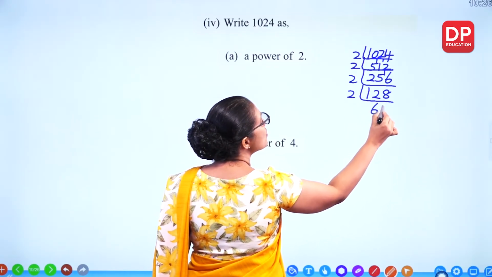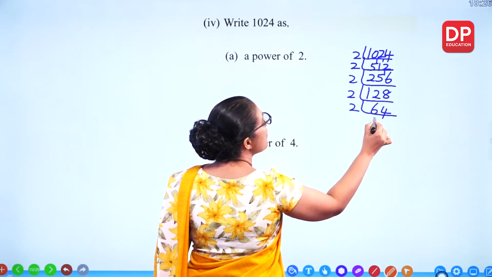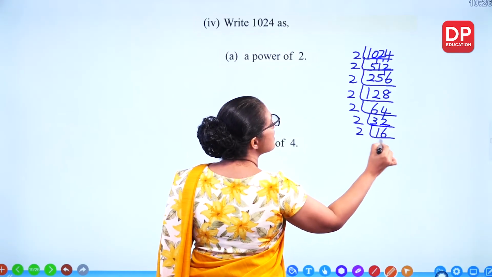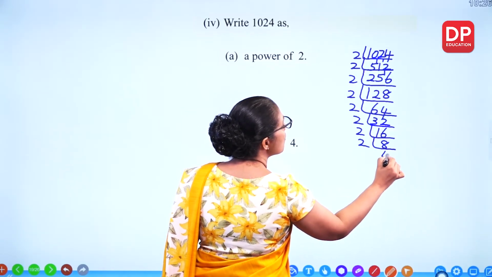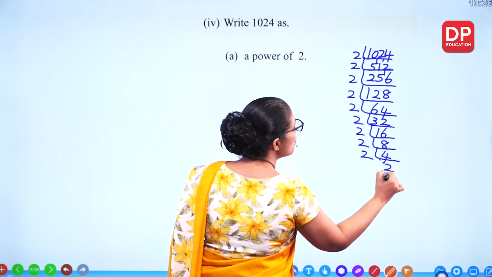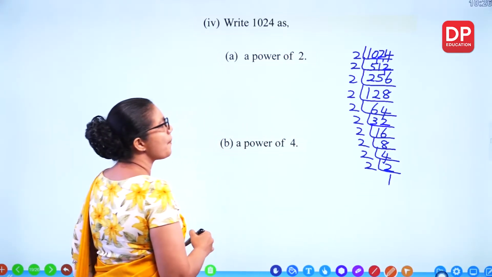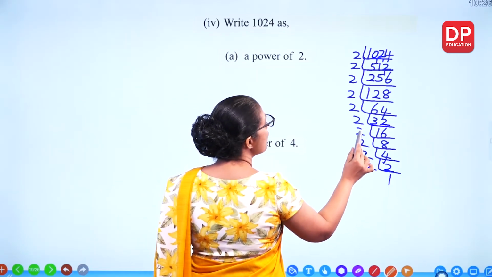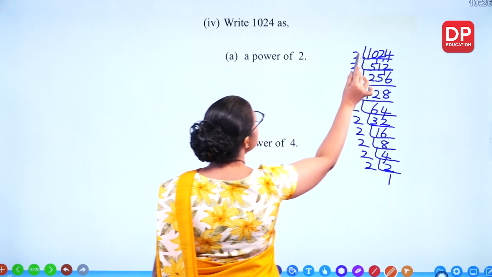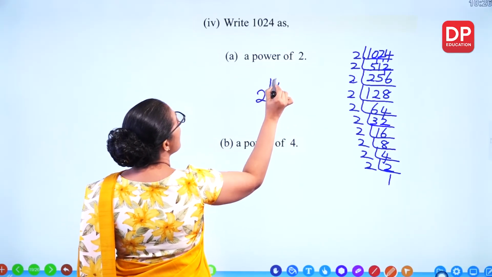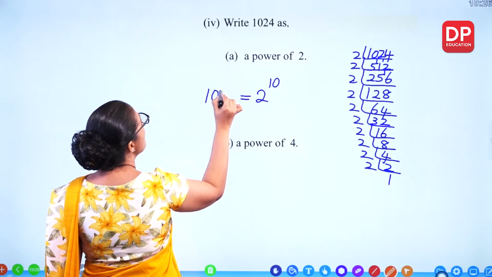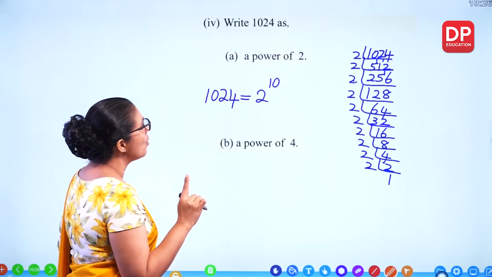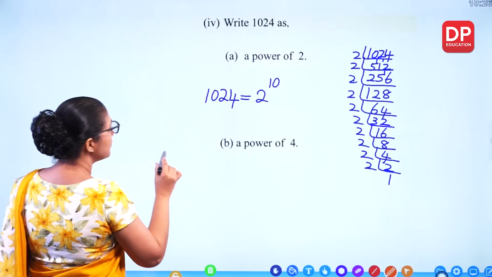Divide by 2, 64. Divide by 2, 32, 16, 8, 4, 2 and 1. How many 2's are you getting? 1, 2, 3, 4, 5, 6, 7, 8, 9, 10. You can write 2 to the power 10. Power of 4. Now we'll divide by 4 and see.